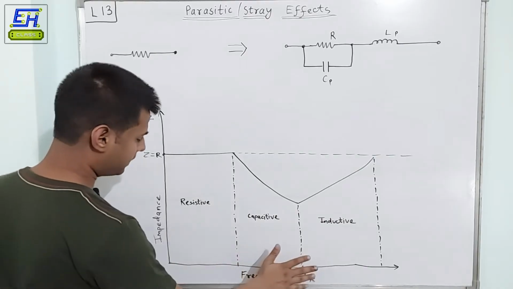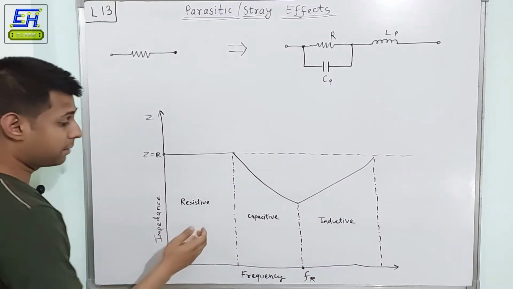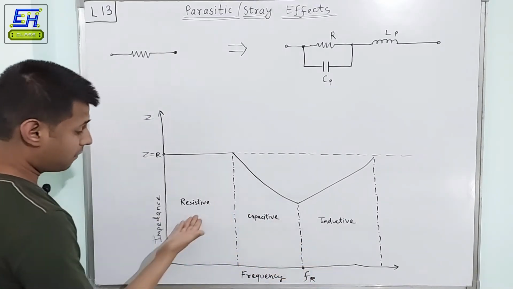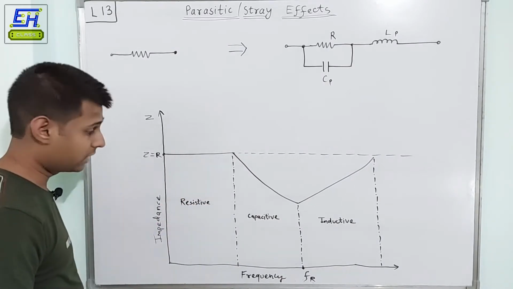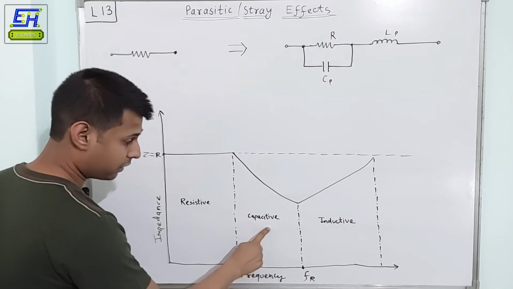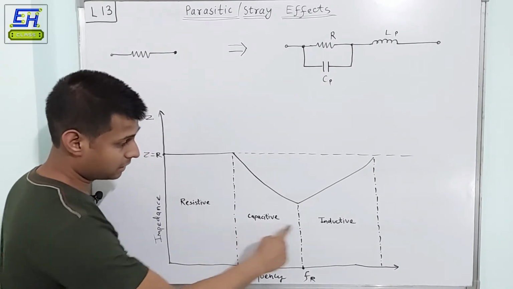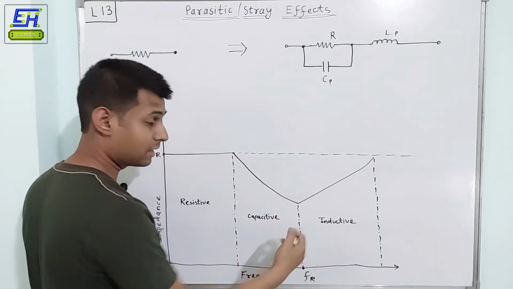So from this plot we can say that a real life resistor can behave in these three manners. First, at lower frequencies the resistor will behave as a resistor itself, and if you increase the frequency further it will behave as a capacitor. Further, if you increase the frequency it will act as an inductor.